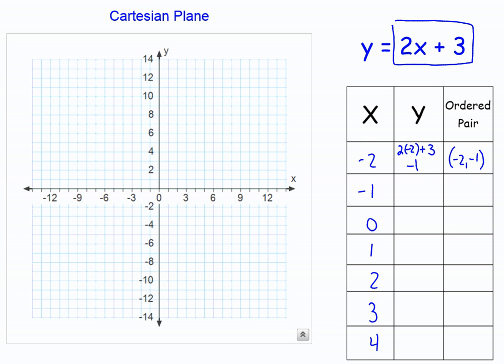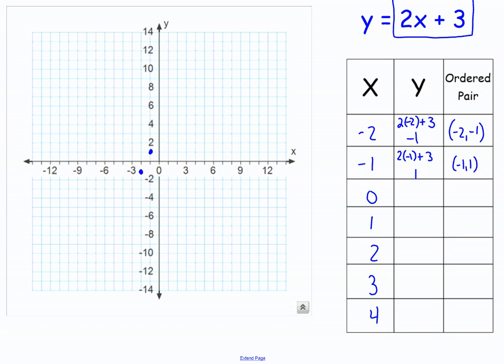Your graph looks a little different. Okay, so x first, then y. So x -2 is 2 to the left, down 1 for y. Easy? Okay, -1. 2 times -1 plus 3, what does that equal? 1. So this would be the coordinate, -1 and 1. Can you fill in the rest? Yes, okay, good. Solve for the rest of the y values and then plot them.